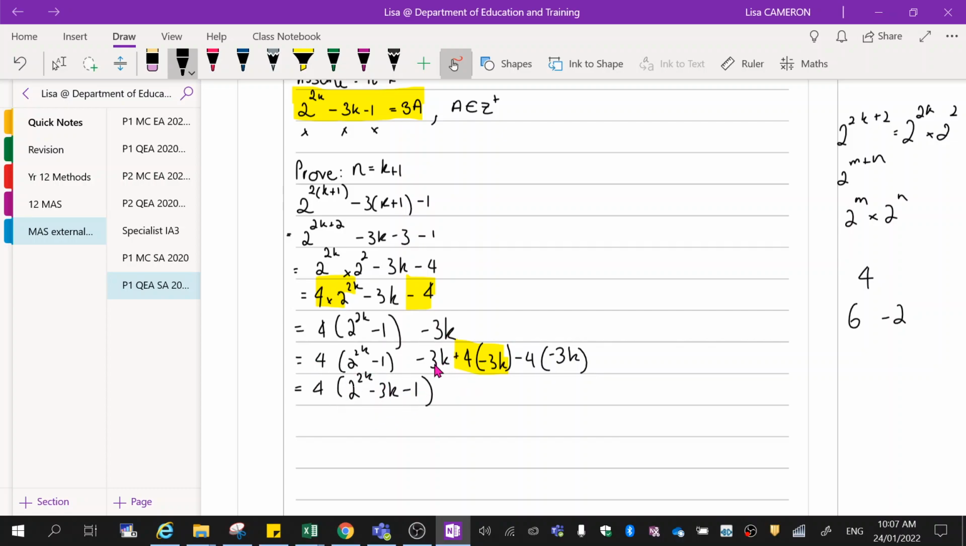Now I can look at simplifying what I have here. So if I look at the negative 3k, that part's fine. Negative 4 times negative 3 makes positive 12. So 12 minus 3 will make 9, plus 9k. Now I'm not done yet. I've currently got this statement here. Now this matches that, which means that it can be replaced with 3a.